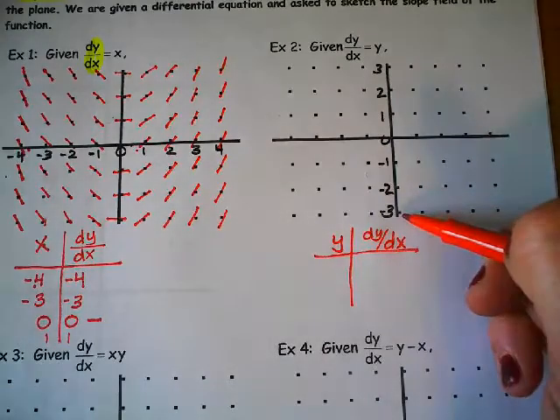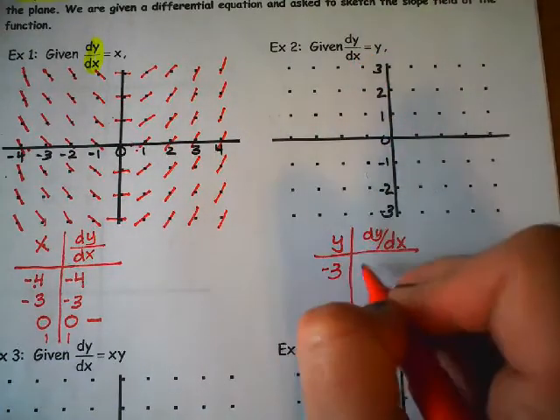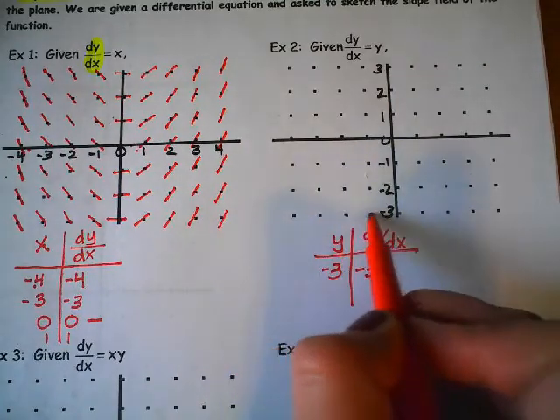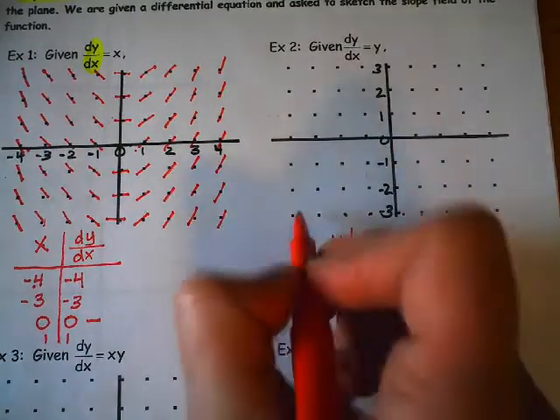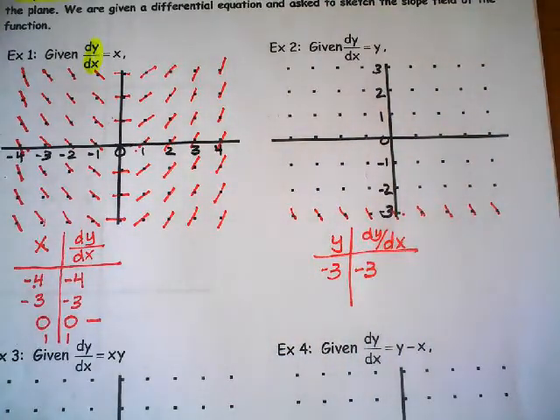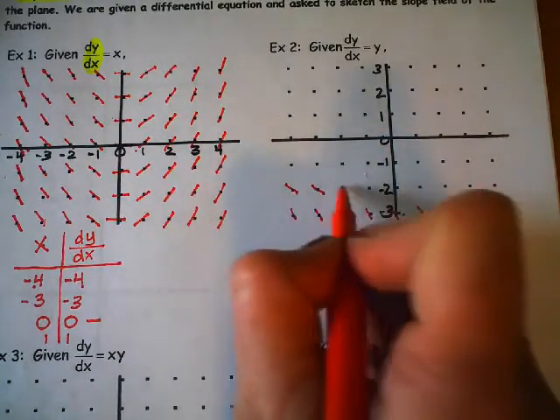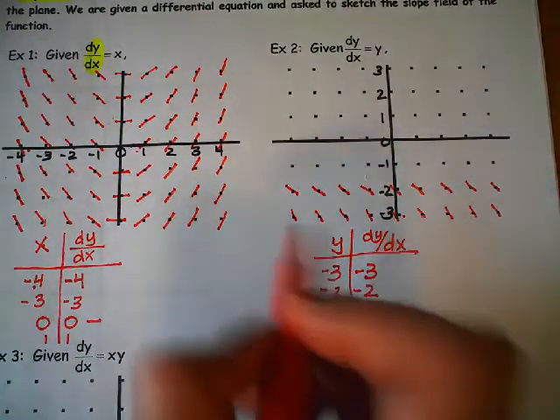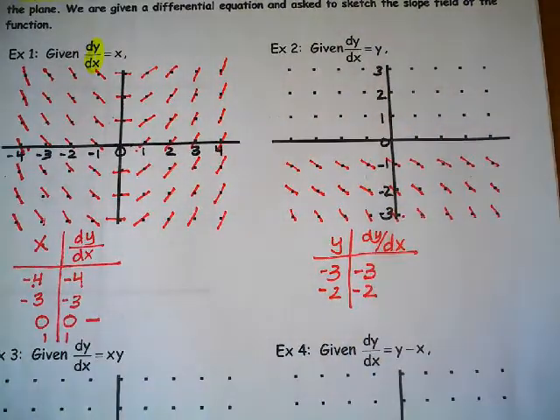Along my y's, I'll start down at -3. When the y value is -3, the dy/dx, or the slope, is also -3. So that means, think about your slope field. All of these points right here have a y value of -3. So on all those points, I'm going to draw little lines that have a slope of -3. At -2, my slope is -2. So it's still negative, just not quite as steep as the -3. Keep going. -1 still has a negative slope, not quite as steep.